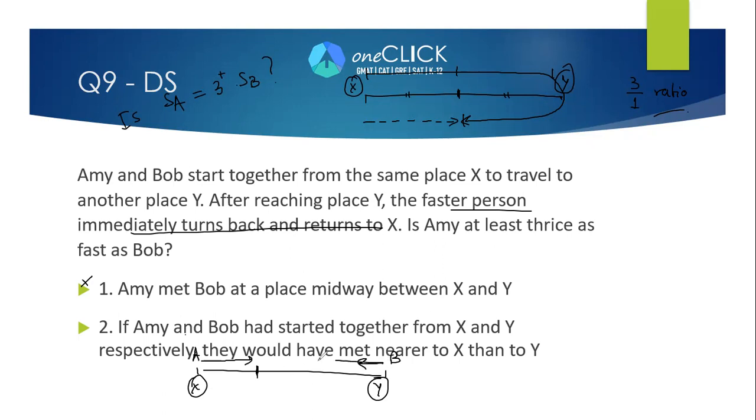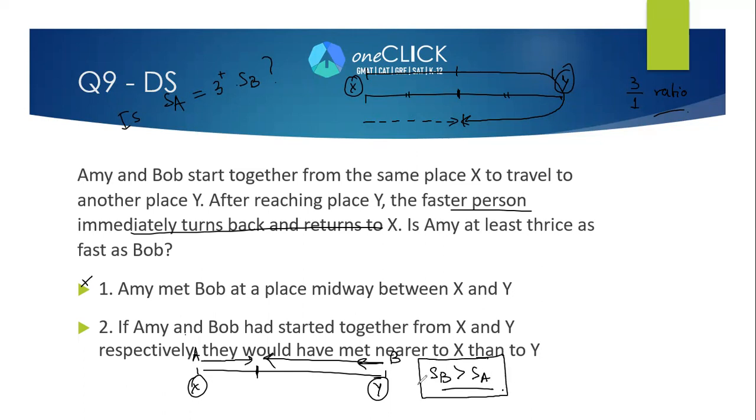So that means clearly B is faster. Speed of B is more than speed of A. But then that is not what the question was. So that is basically the question. So is A at least thrice as fast? Okay, so that is the question. Is A at least thrice as fast? So here we clearly get that B is faster than A.